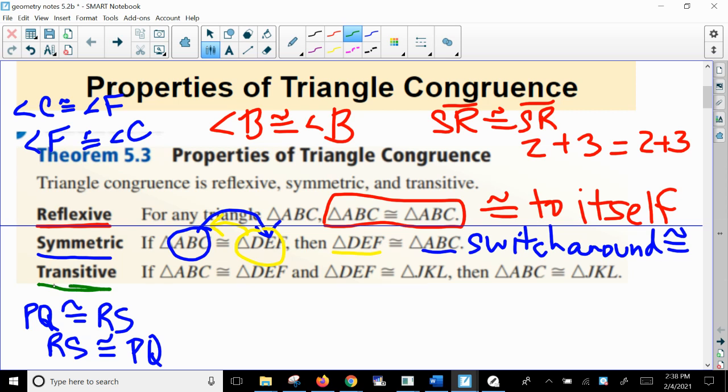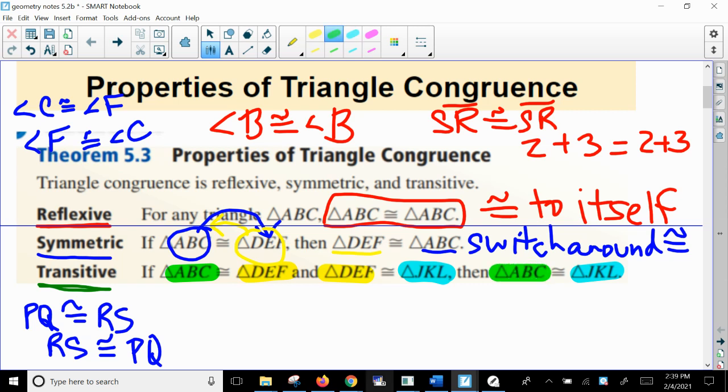Transitive property. This is the fun one. I'm gonna use my highlighter. So you got triangle ABC is congruent to triangle DEF. DEF is congruent to triangle JKL. So as a student said in my one class, I think she nailed it. She said, since you got triangle ABC congruent and JKL, they're both congruent to the same triangle, then they must be congruent to each other. See that? The yellow triangle DEF, that is their common link.